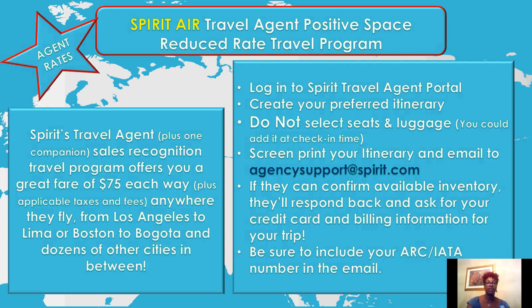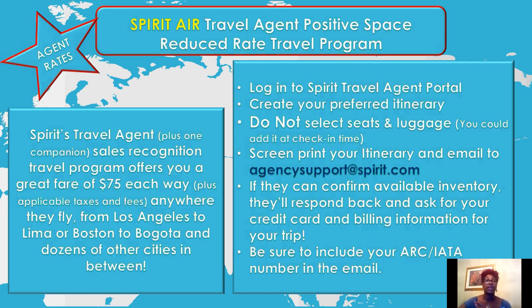So how do you utilize the benefits? You log into your Spirit travel agent portal. So you go to spirit.com, you scroll down, you create an itinerary of your preference, you screen print it, and send an email to agencysupport@spirit.com. If there's availability, they will send you an email within an hour or two.